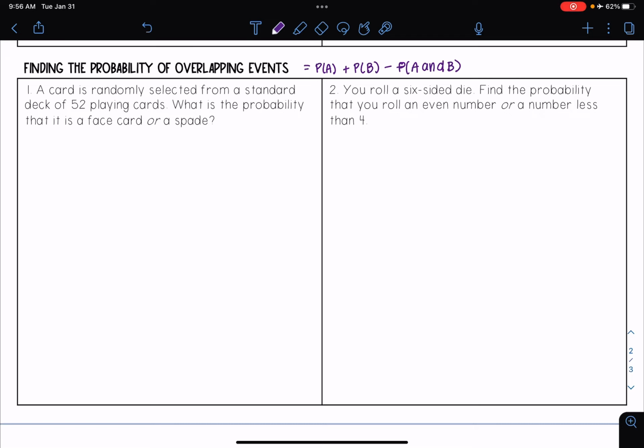So number 1 says a card is randomly selected from a standard deck of 52 playing cards. What is the probability that it is a face card or a spade? So automatically I know that this is overlapping because there are face cards that are also spades. So there are events where they are in both categories. So I'm going to first just label my events. I'm going to have event A be face card, and event B be a spade.